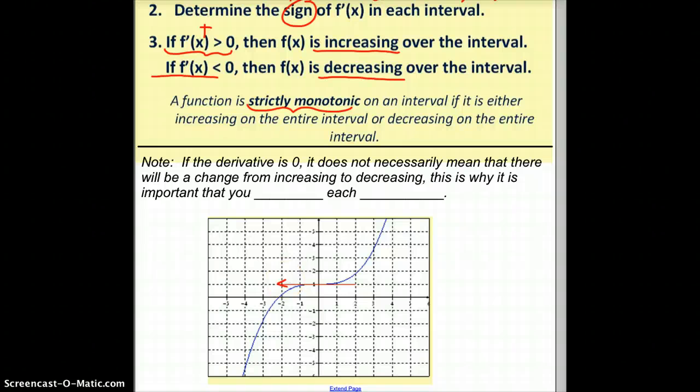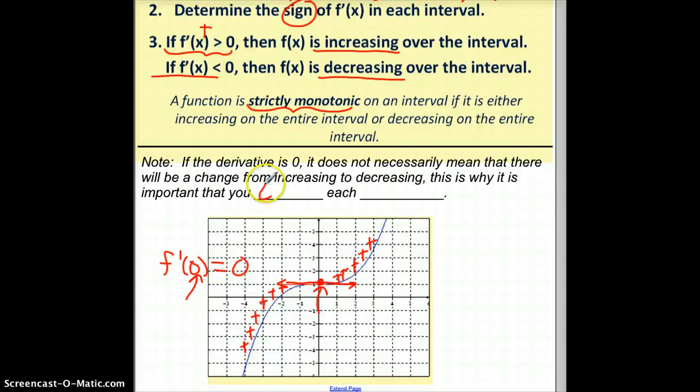Right here, I have a tangent line which is horizontal. So right here at 0, I know that the derivative at 0 is equal to 0, which means 0 is classified as a critical value. However, when I look to the left of the critical value, the function is going uphill. When I look to the right, it continues to go uphill. So this function is increasing on the entire interval, and so there is no change. So it says, note, if the derivative is 0, like it was right here, it doesn't mean that it's going to change from increasing to decreasing.